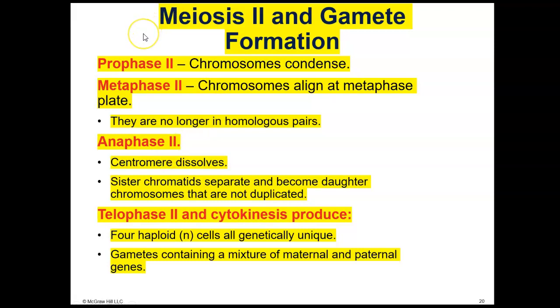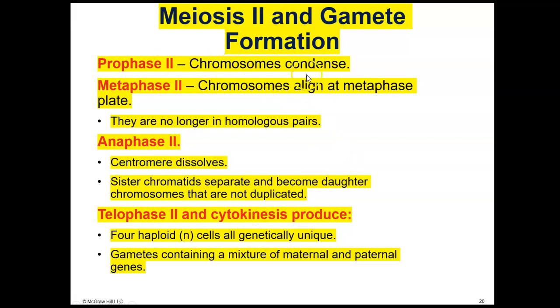Now we're going to move from meiosis 1 to meiosis 2. And remember that at the beginning of meiosis 2, we have 2 cells that are going to go through this process, because 2 cells formed at the end of meiosis 1. So prophase 2, metaphase 2, anaphase 2, telophase 2, all of that is going to be the same as mitosis.